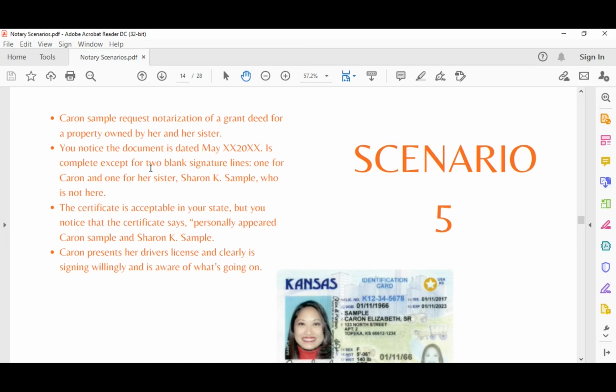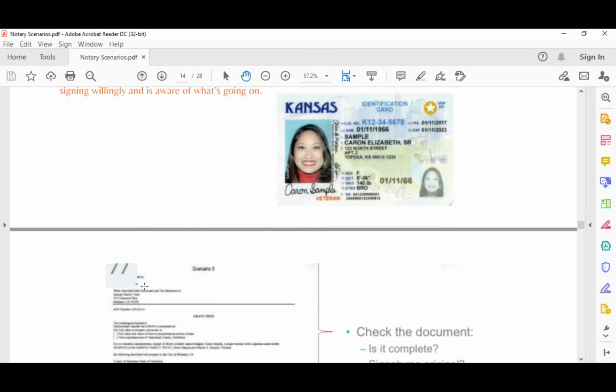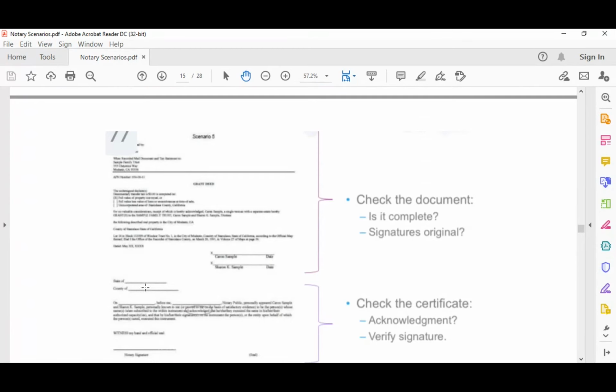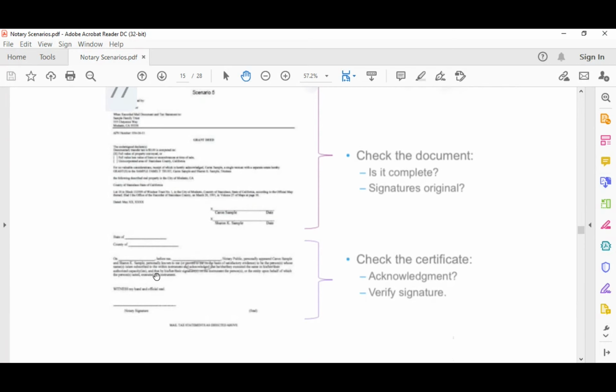The certificate is acceptable in your state, but you notice that the certificate says personally appeared Karen Sample and Sharon K. Sample. Karen presents her driver's license and clearly is willing and aware of what's going on, okay? Now here, as you can see, the document is filled, but it does not have any signatures, of course. You're going to check to see what type of certificate this is, and you do that by looking at the wording. And you can't see it here, it's kind of blurry, but you see that it is an acknowledgement, okay?